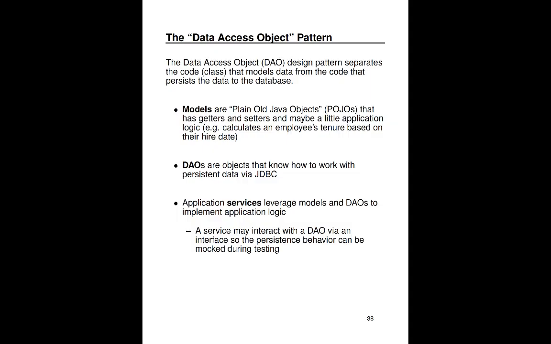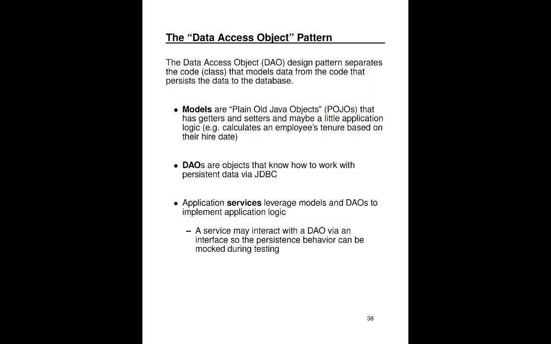Java object. The interesting new object in this pattern is something called a data access object, a DAO. This is the code that knows how to take your model, your course object, and persist it to the database. So this is the code that knows about the name of the table and the name of the columns and does all the JDBC work to invoke those APIs.